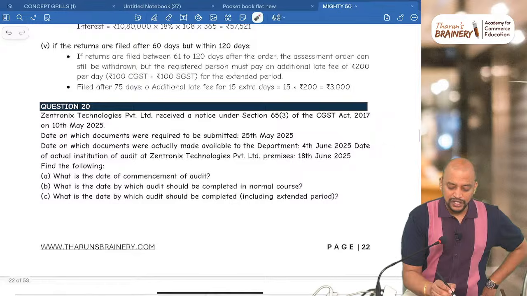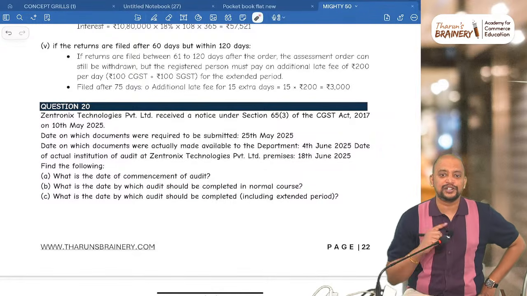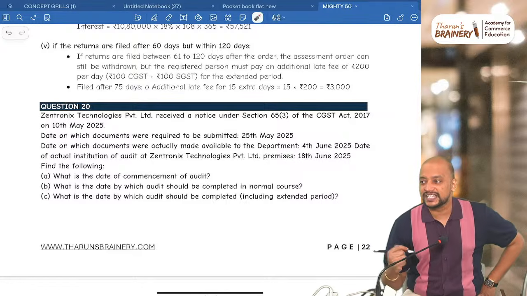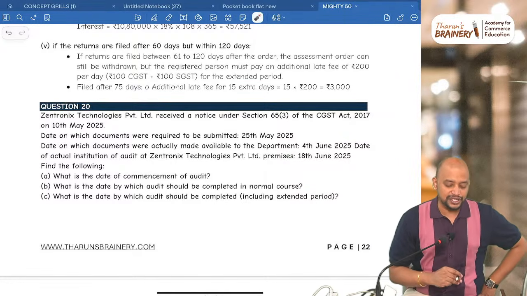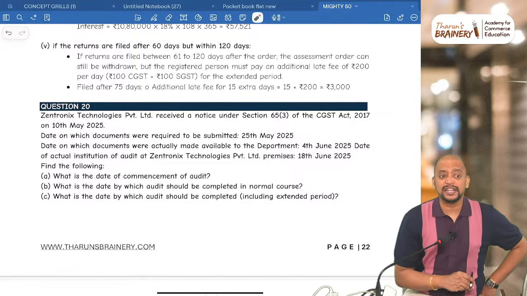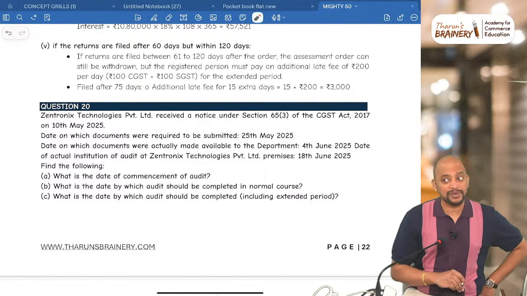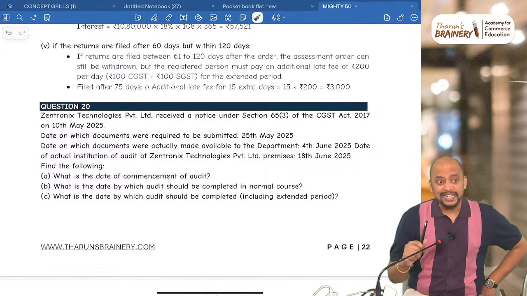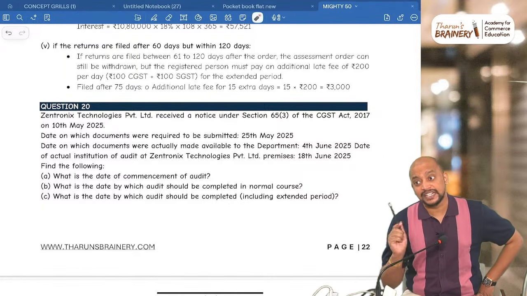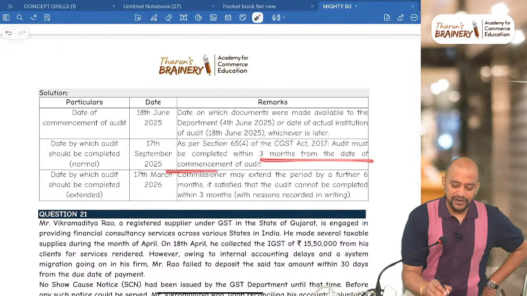What is the date by which audit should be completed in the normal course? This is where you will get confused. Department audit has a different time limit, special audit has a different time limit. What is the time limit for department audit? 3 months, plus it can be extended for a further period of 6 months, not 3 months, 6 months. Whereas in case of special audit, 90 days, extendable for a further 90 days. So 3 months from the date of commencement of audit.